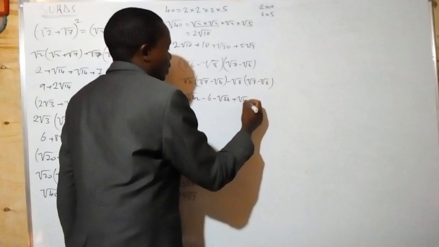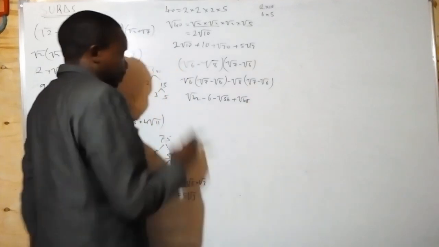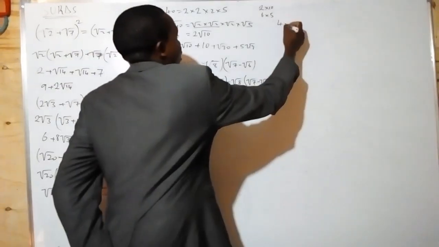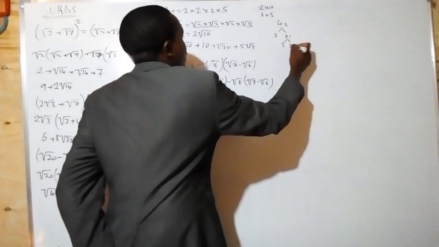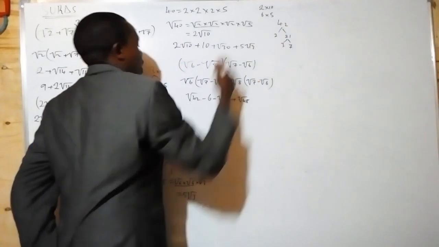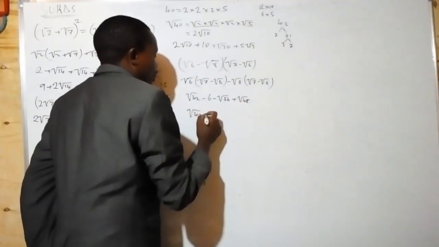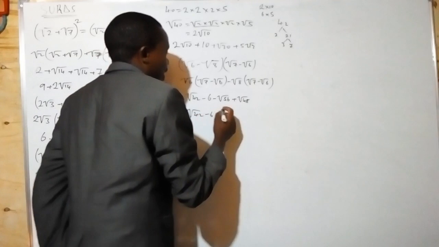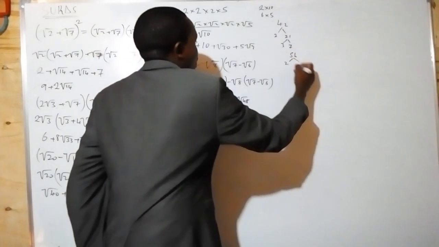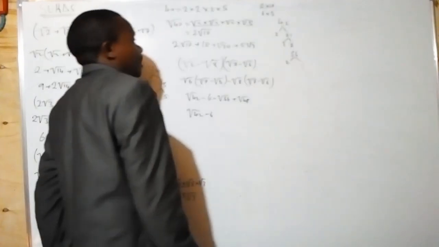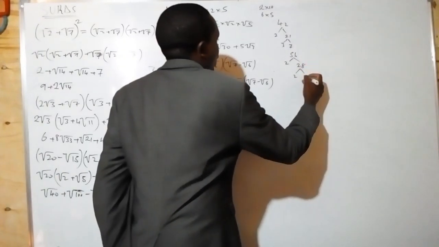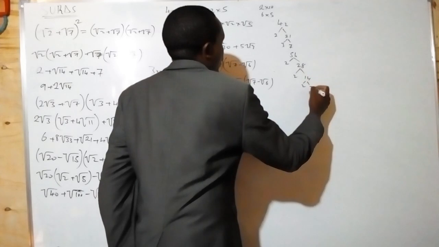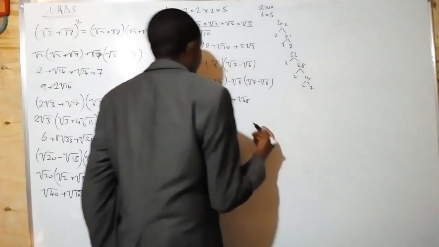Good. 42, let's see, 42 is the same as 2 because of 21, 3 because of 7. There's nothing common, so it will remain root 42 minus 6. What of 56? 2 because of 28, 2 because of 14, 2 because of 7 there. I'm going to have something which is common.